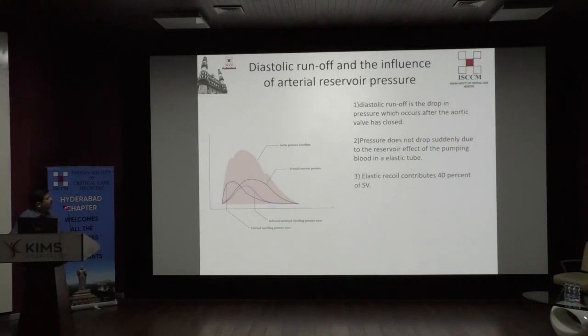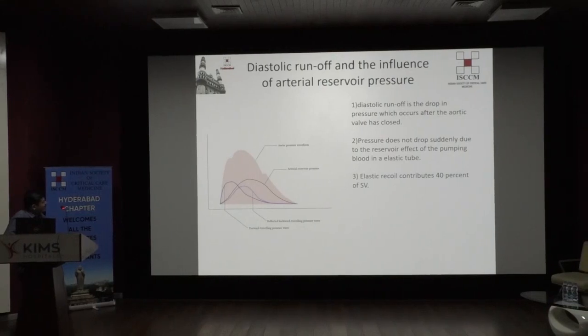Now, diastolic runoff and the influence of the arterial reservoir pressure. The diastolic runoff is the drop in pressure which occurs after the aortic valve has closed. Pressure does not drop suddenly due to the reservoir effect of the pumping of blood into the elastic tube. This elastic recoil contributes around 40% of the stroke volume. So we can see that generally the aortic pulse will be a mix of three waves: a forward traveling wave, a reflected backward wave, and an arterial reservoir pressure.